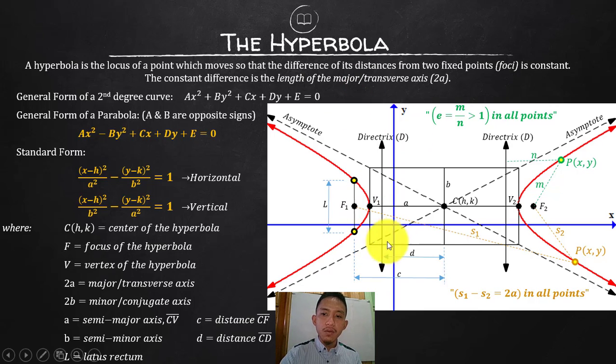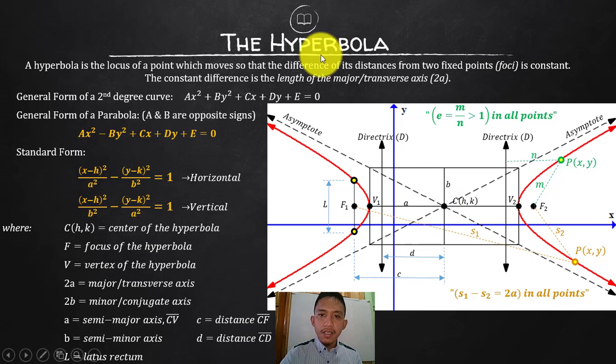So that is the hyperbola. We have the center here. Instead of the curves facing each other, they will now be facing back to back. So focus 2 will go there, and focus 1 will go on the other side. The center is still there.